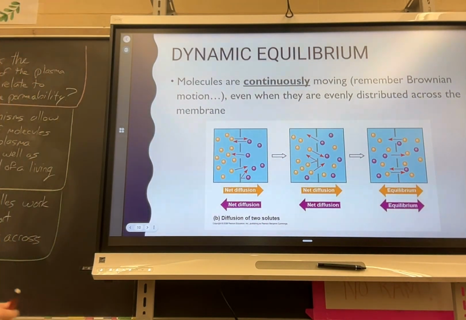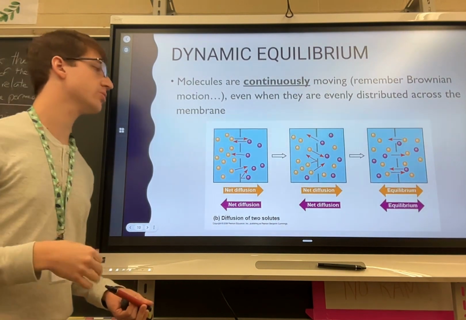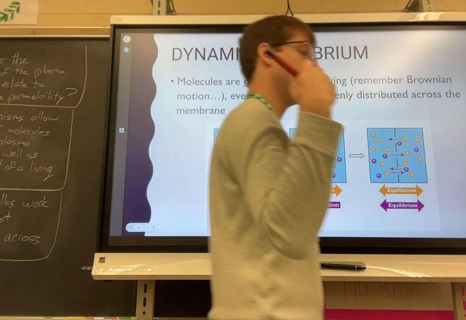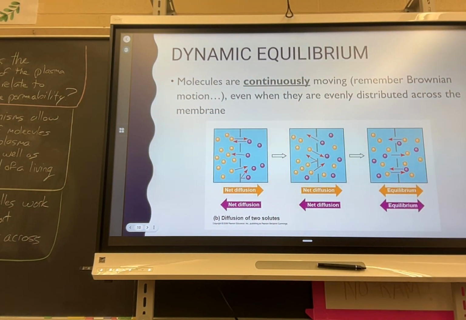And this type of equilibrium is called dynamic equilibrium. So these molecules are going to be constantly moving even though they are equally spread out. Even though they are happy where they are, they're still in constant motion. So they're going to be spreading out. Again, if I opened up the gas valve here, the gas would start to spread out in the room, and it would equalize throughout the room.